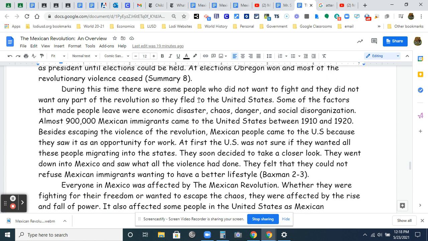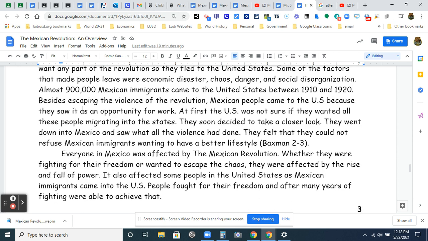During this time, there were some people who did not want to fight. They did not want any part of the revolution, so they fled to the United States. Some of the factors that made people leave were economic disaster, chaos, danger, and social disorganization. Almost 900,000 Mexican immigrants came to the United States between 1910 and 1920. Besides escaping the violence of the revolution, Mexican people came to the U.S. because they saw it as an opportunity for work.